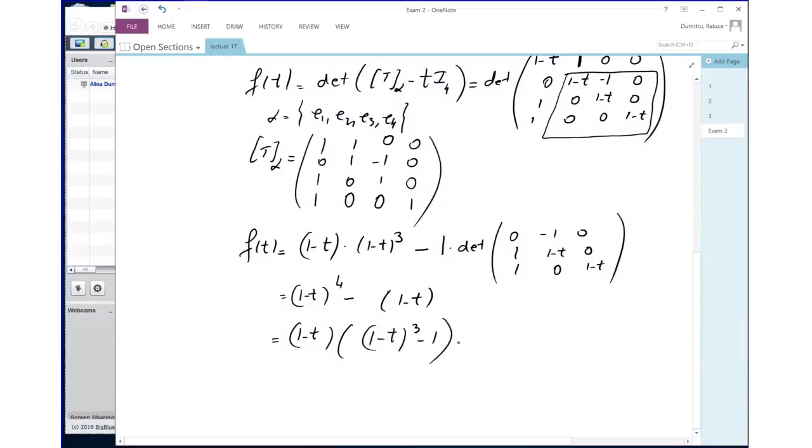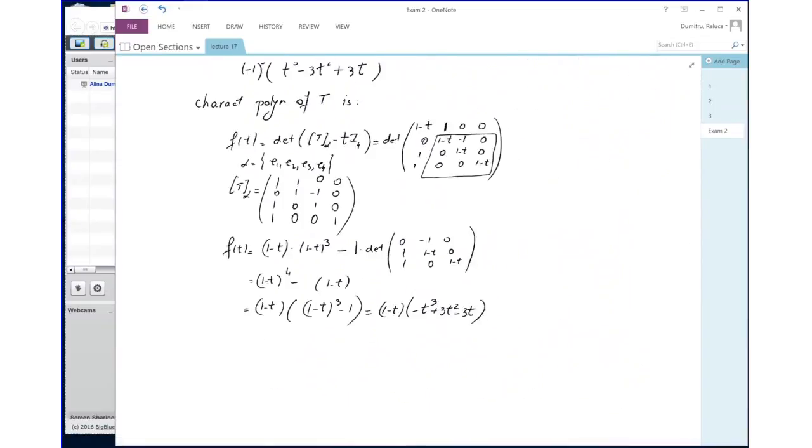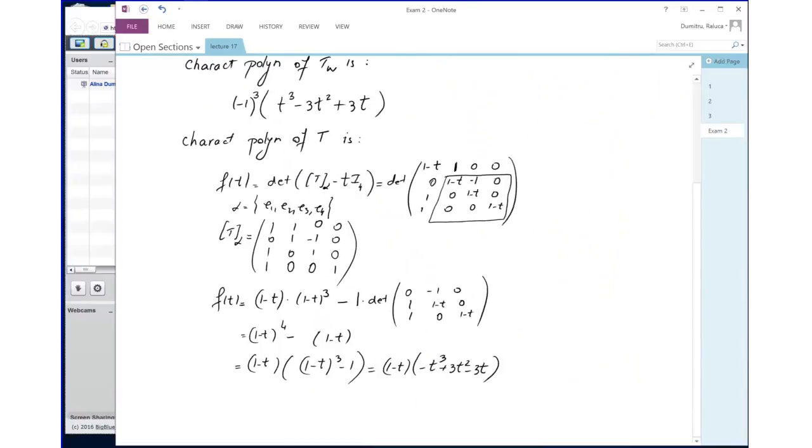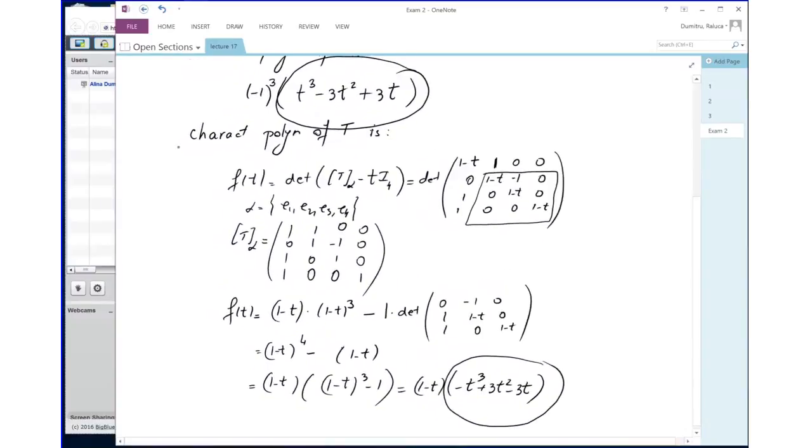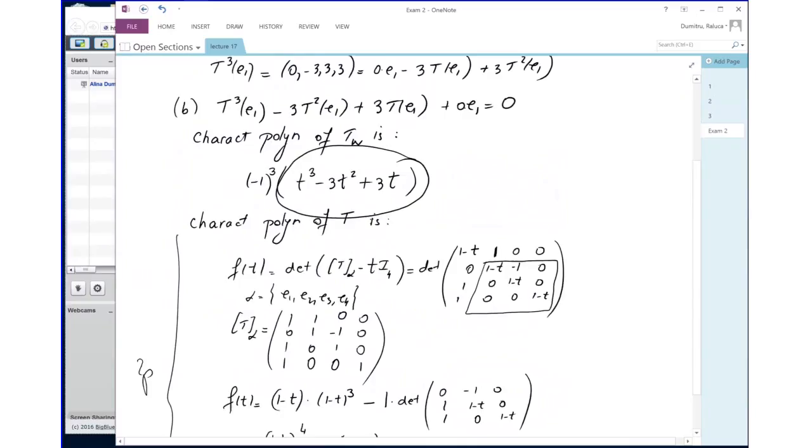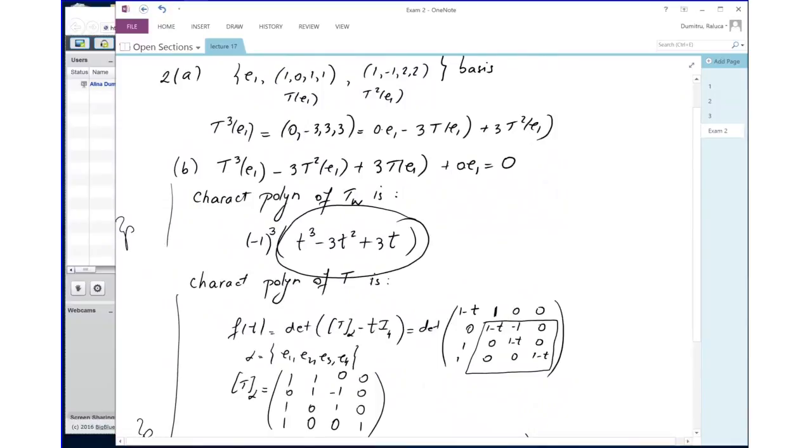So it turns into this, which is the same as that. Okay, and who is that? Here it is. Except the negative sign that you can factor out, you get the characteristic polynomial of TW. Now, this was worth 2 points here out of the 4, and this was worth 2 points.